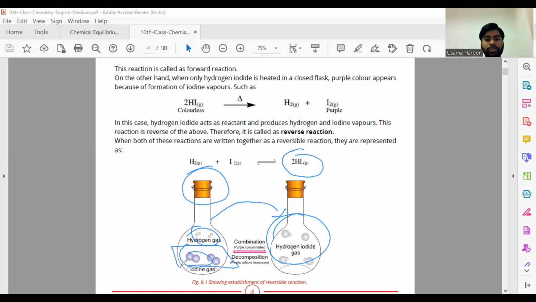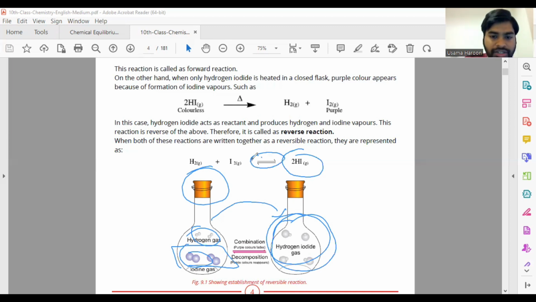As soon as the hydrogen reacts with the iodine, the purple color of iodine disappears. So we can say that the hydrogen iodide molecules are being prepared. But after some time, when there is a sufficient amount of products, hydrogen iodide in the reaction mixture, the purple color will start to reappear. Why is that so? Because this reaction is a reversible reaction.